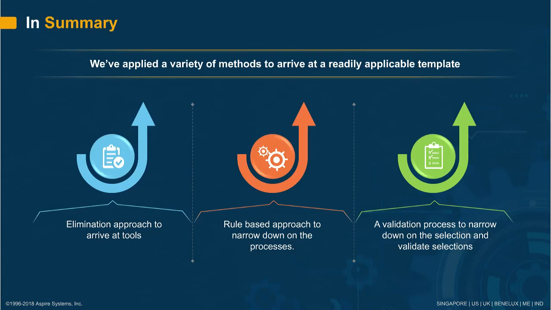So in summary, what we've looked at is how to apply the elimination approach to arrive at a set of tools, apply rules to narrow down on the set of processes, and a validation process to narrow down on the selection and validate the selections. I know that I've not taken you through an exact use case, but what we've done is present the approach to our solution.